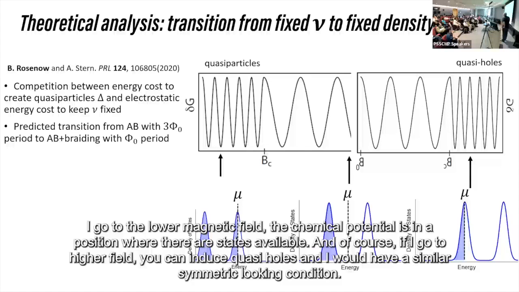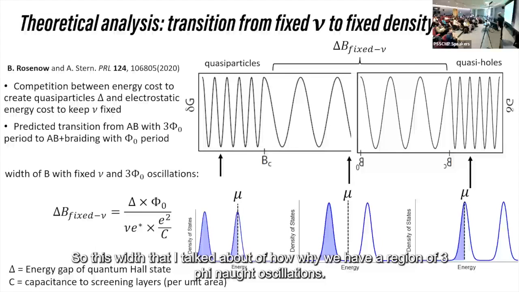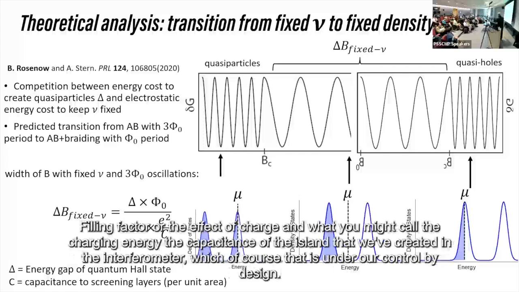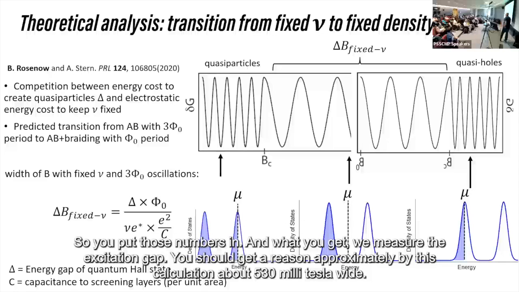And of course, if I go to higher field, I can induce quasi-holes, and I would have a similar symmetric-looking condition. So this width that I talked about, of how wide a region of 3 phi naught oscillations we have, is calculated in this paper. It depends on the excitation gap in the bulk, the filling factor, the effective charge, and what you might call the charging energy, the capacitance of the island that we've created in the interferometer, which of course is under our control by design.